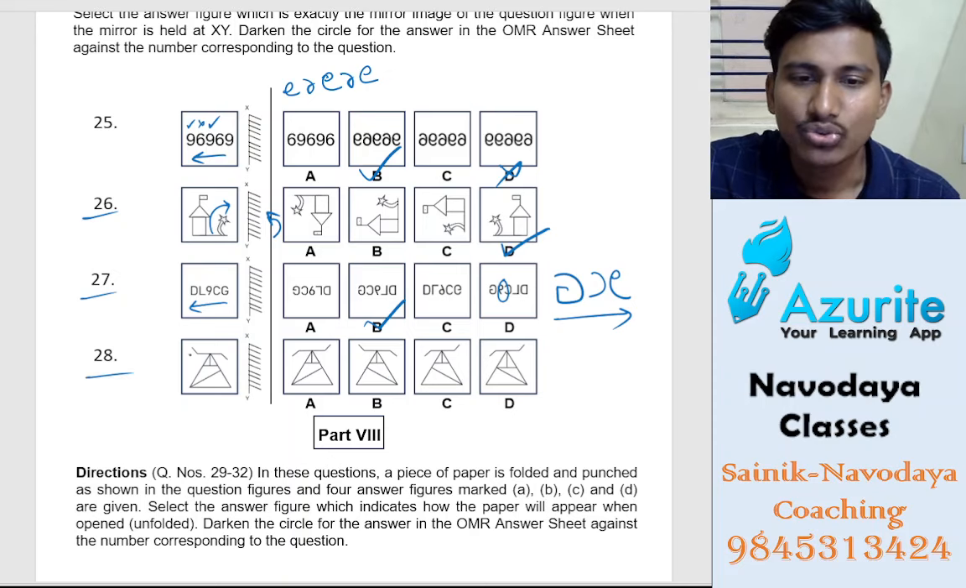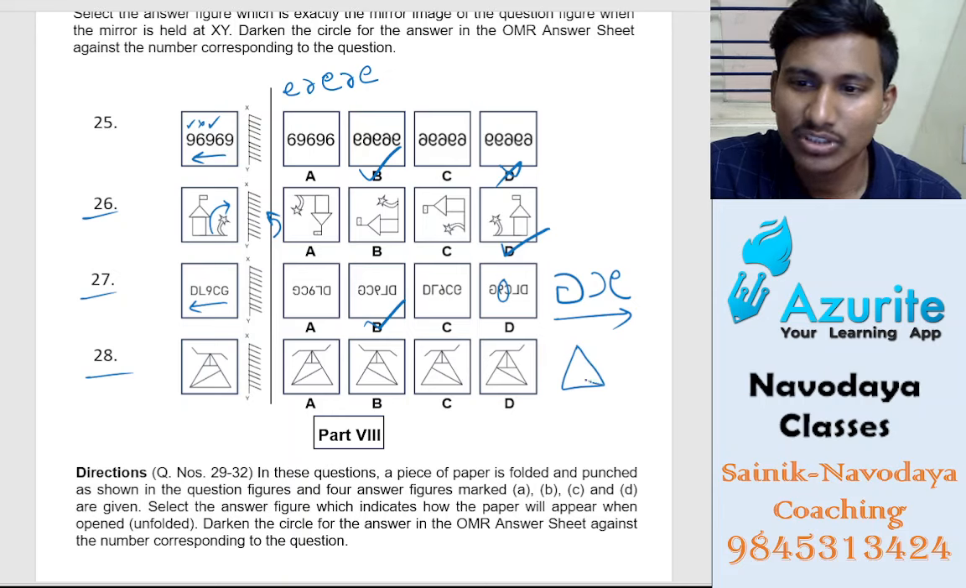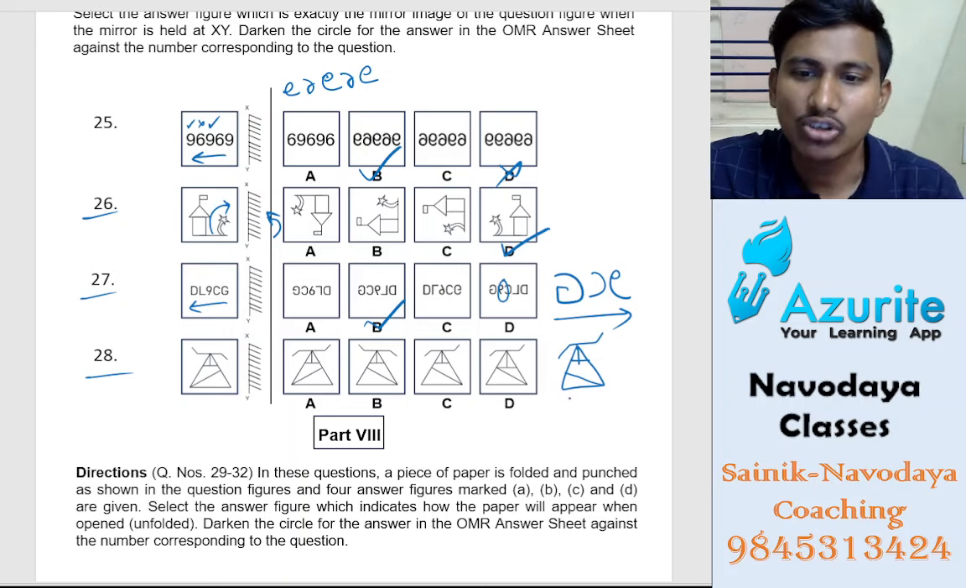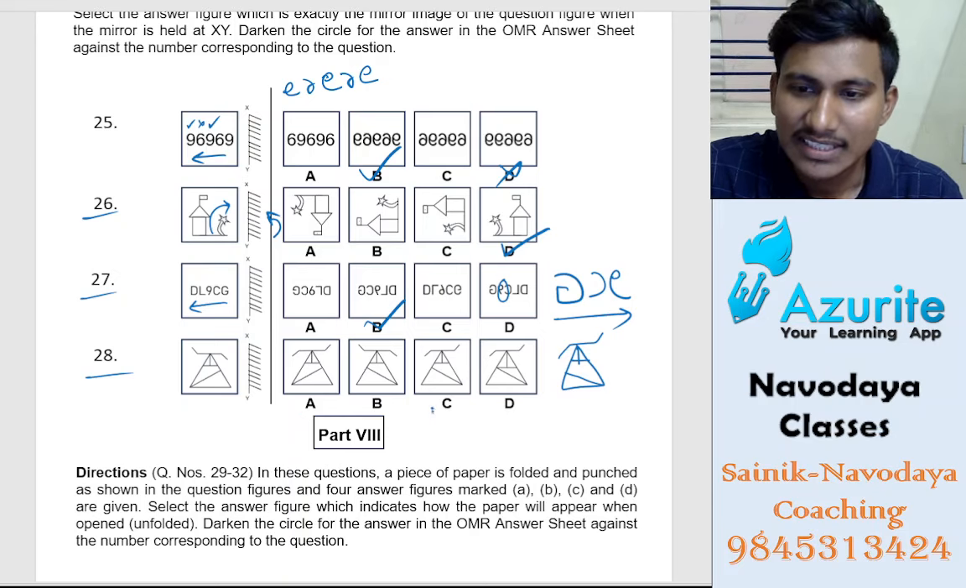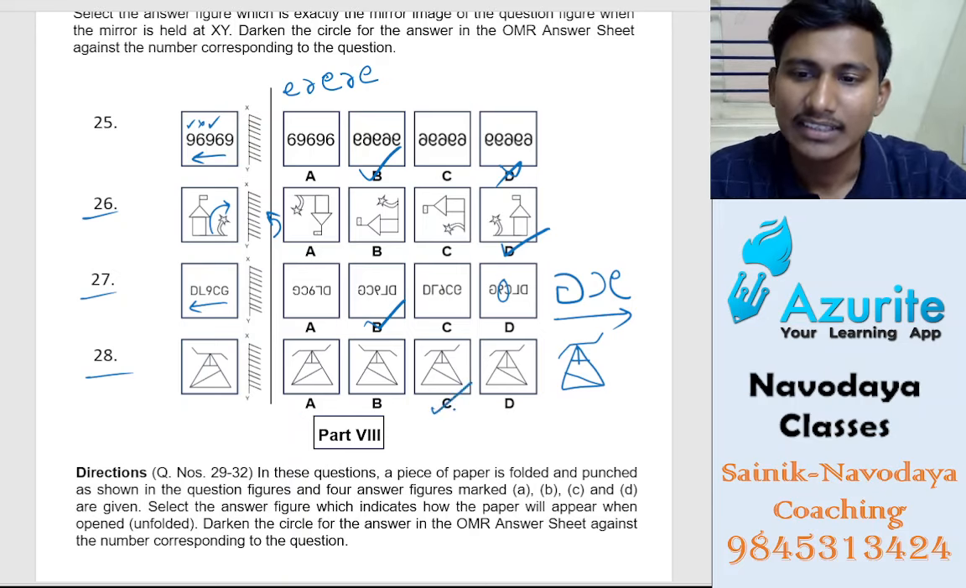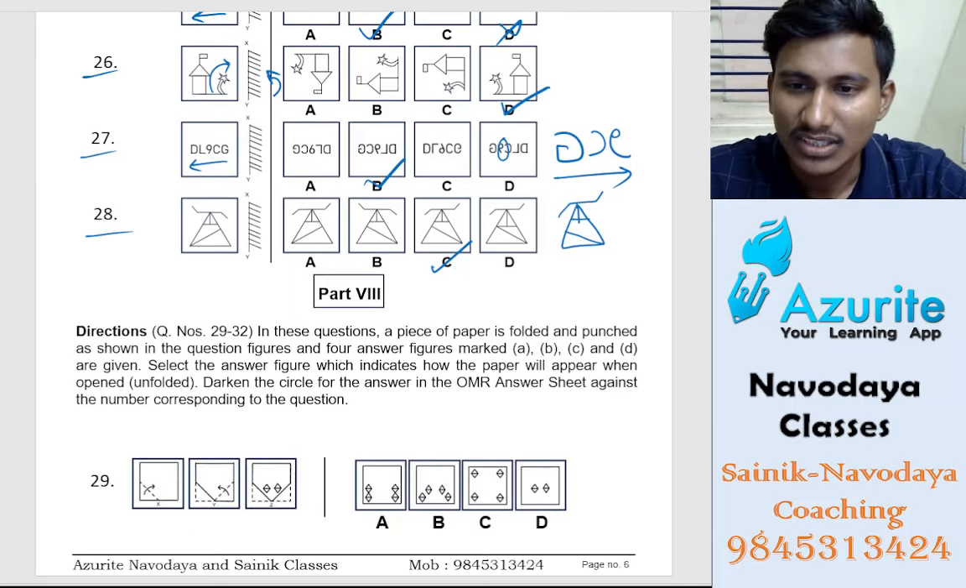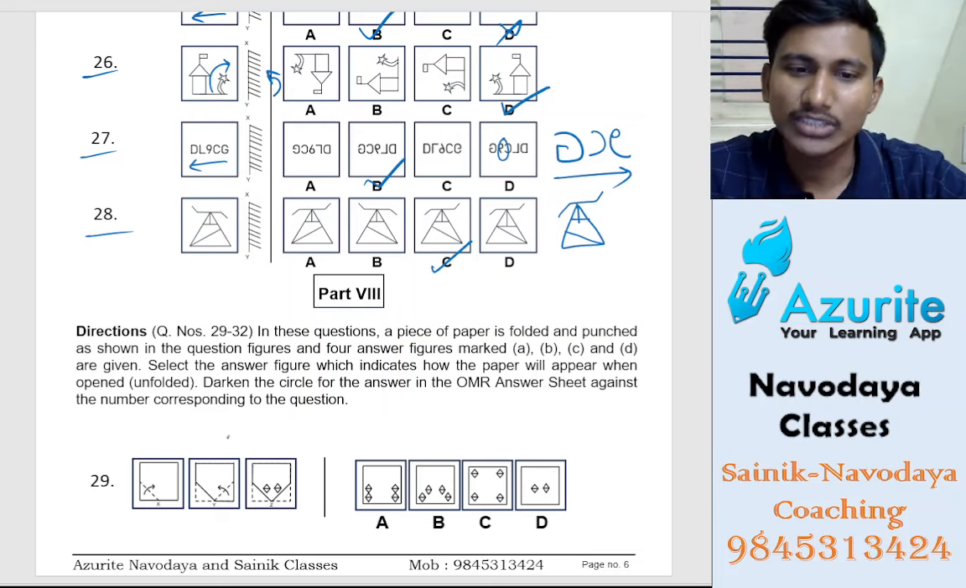28 here, so this figure will be like this, right? So this is a triangle, and then the line will go this way, and then the part will come, and then it will look like this. Okay, so the answer is option, yes, the answer is option C here. Okay, that is the answer. Understand? Okay. So now let's go to the 29.